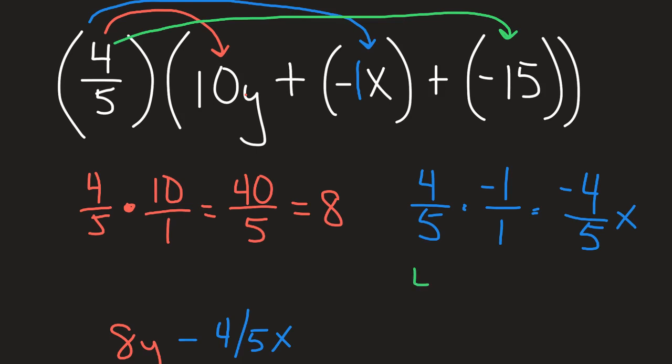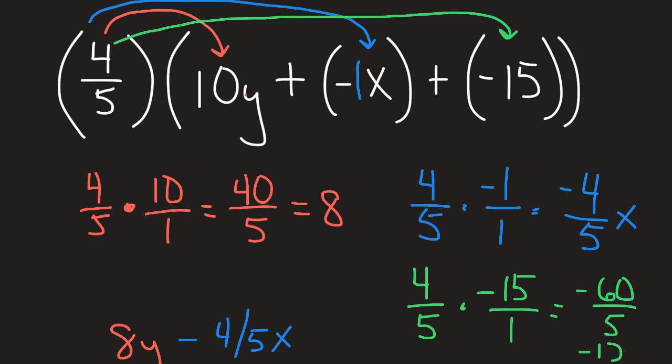And then finally, we're going to do 4/5 times negative 15. So I'll do that right here. 4/5 times a negative 15 over 1. So you end up with negative 60 over 5. Or, if you reduce that, that equals negative 12.